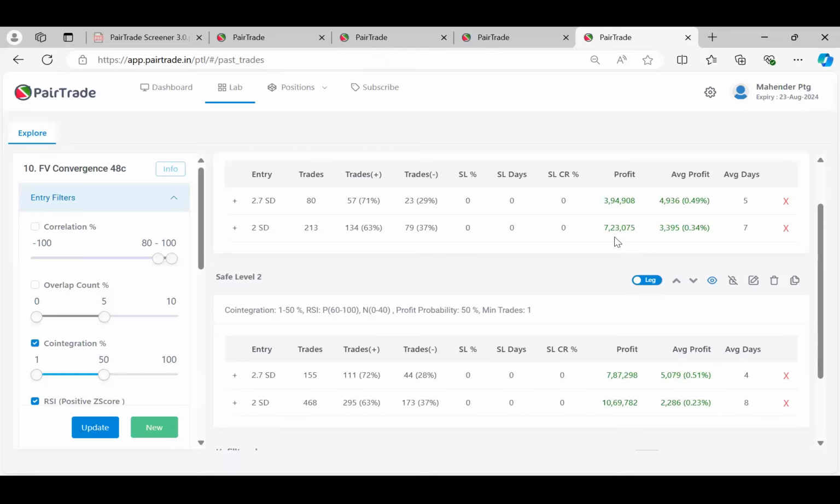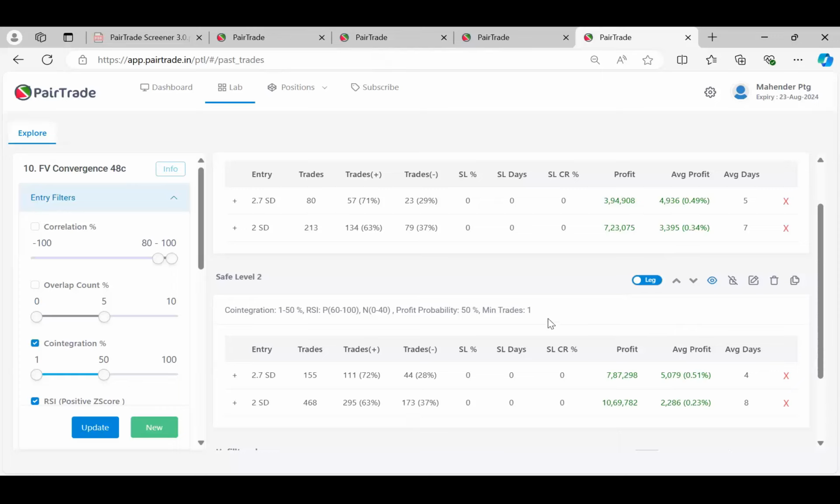If you have funds, you can look at profit: which one is giving me more profit? If you have less funds, then you have to see the average: which trades are giving me more average profit? So it all depends upon your funds, your risk profile, the number of days, and all these settings.